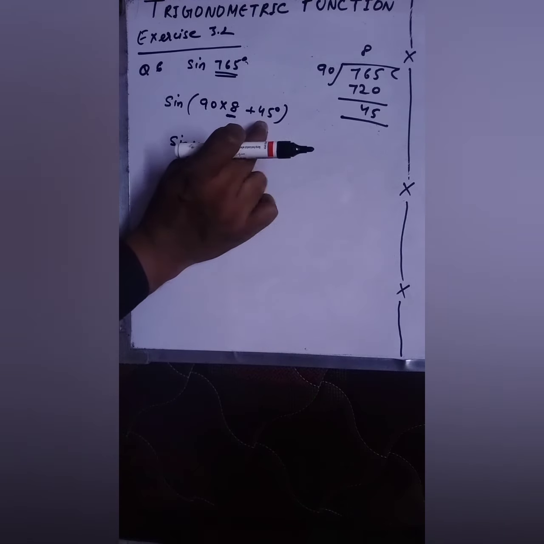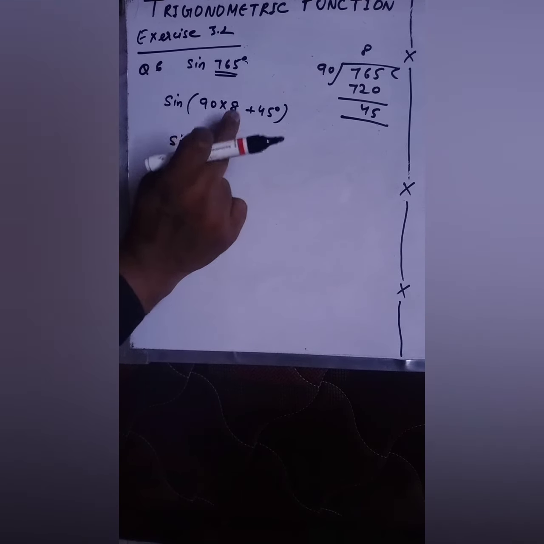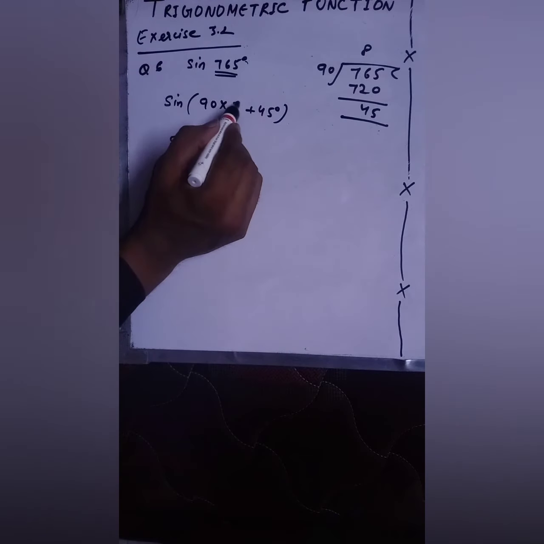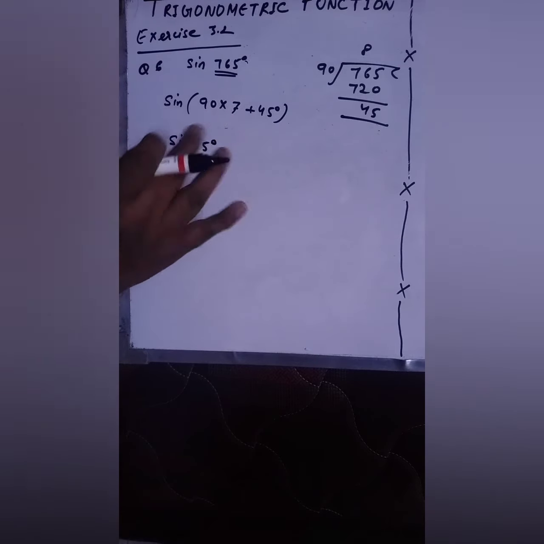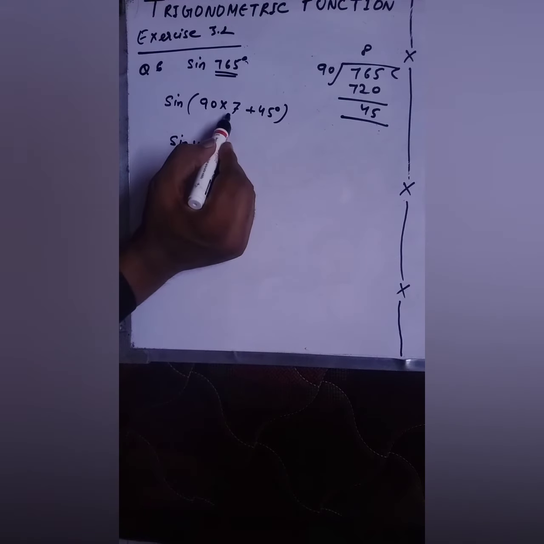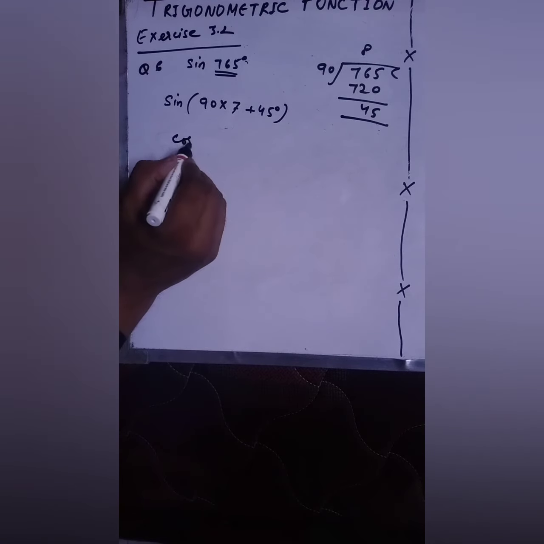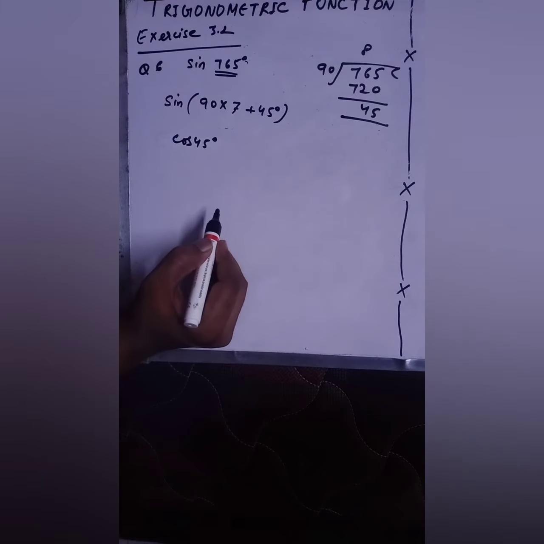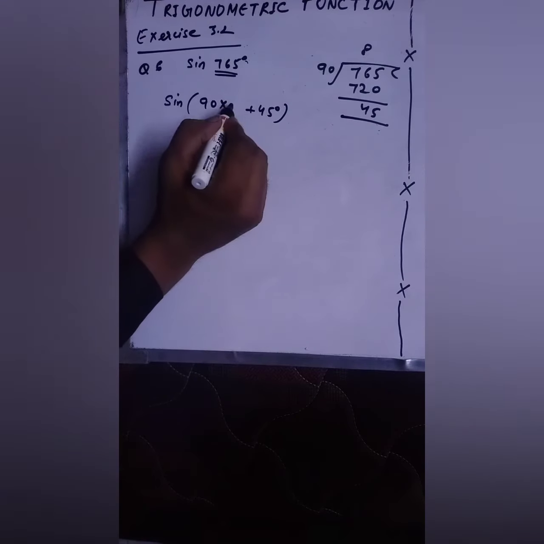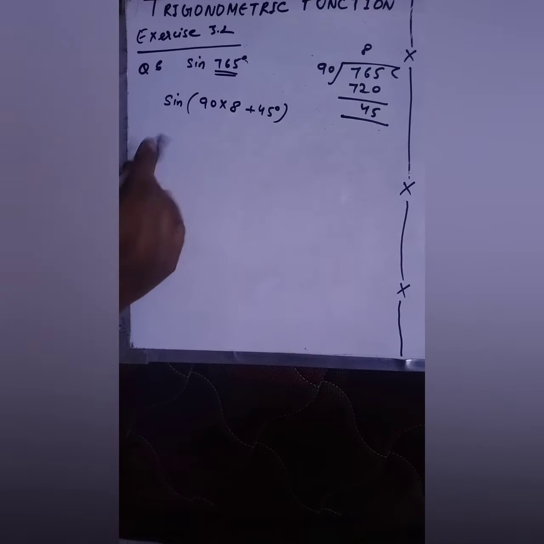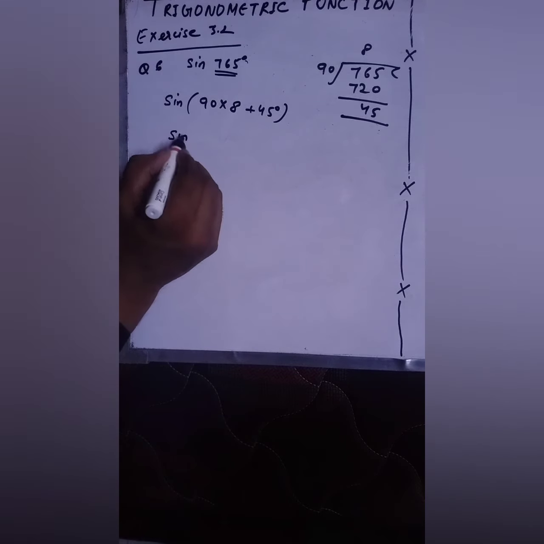Whatever angle you get here, you have to write it with sine. If it is odd, suppose here you were getting 7, I'm just giving an example, here 8 will come, but I'm just giving another type. If you are getting 7 here, you will write cos 45. But here we have 8, so the sine will remain sine, so it will be sine 45.